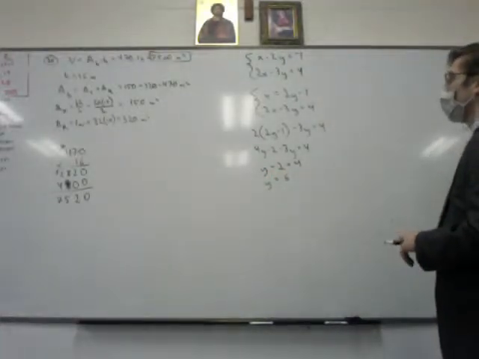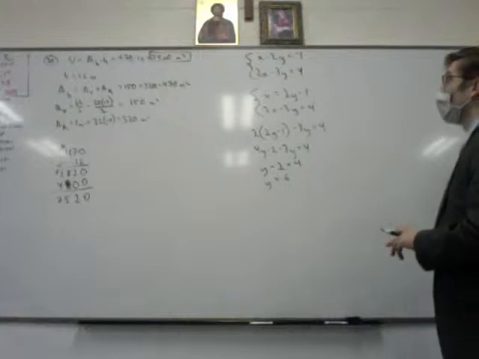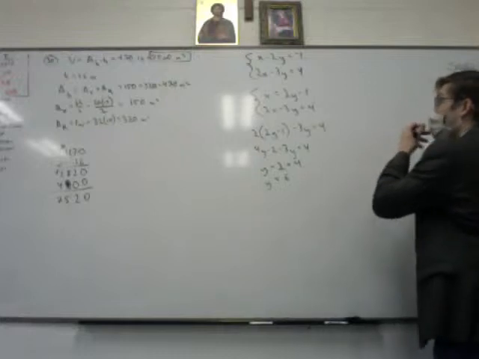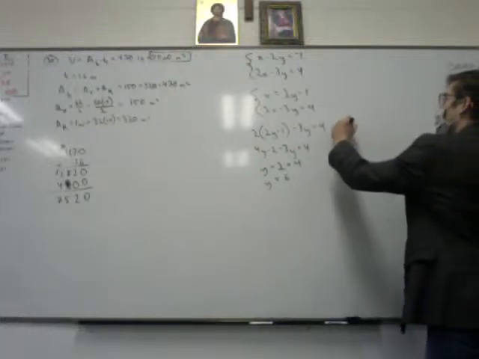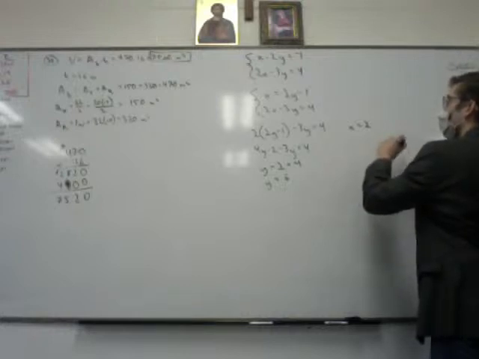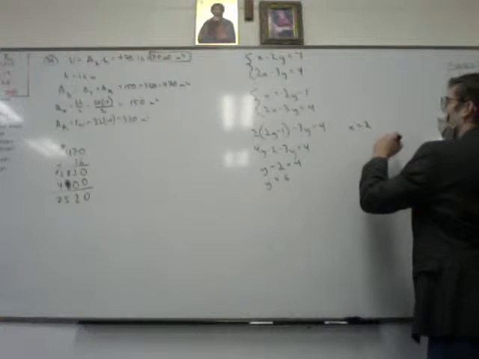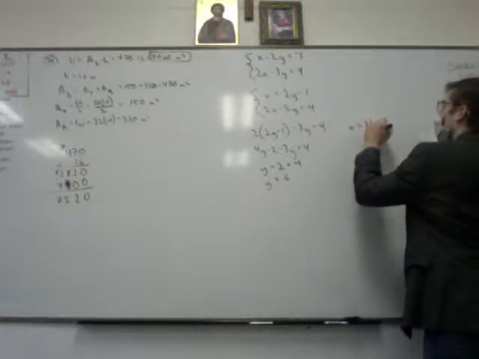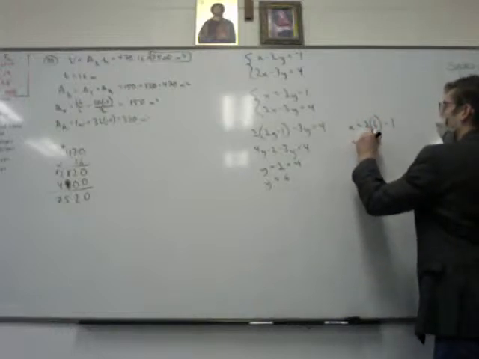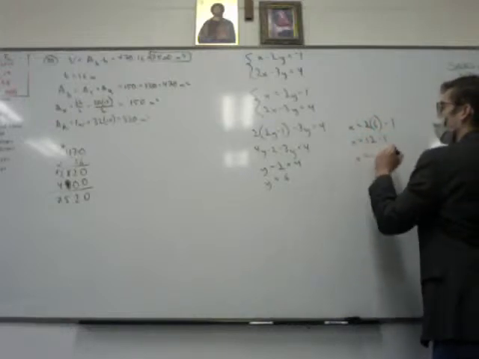Are we done? Then you've got to find x. How do we find x? X equals 2y minus 1. So you're going to fill in for y. So what do we write? X equals 2 times 6, 12, minus 1. So 12 minus 1, and x equals 11.